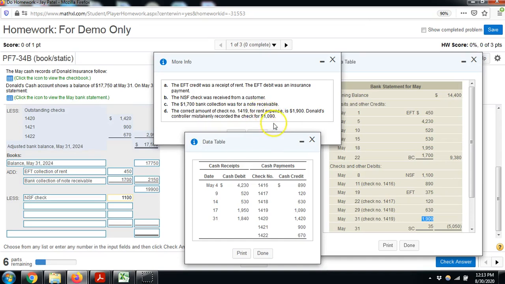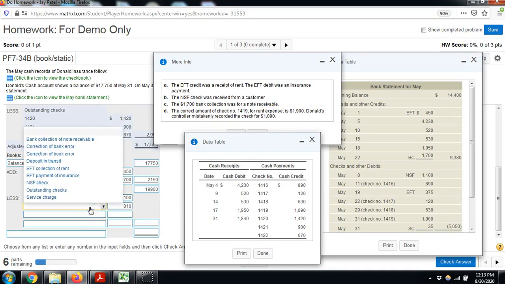So now we need to take out more because our actual expense was higher by $810, and our book balance here is overstated by that because we only took out 1090 instead of 1900. So we need to take out 810 more to reflect the actual amount that was taken out of our cash balance. So this is a correction of a book error.